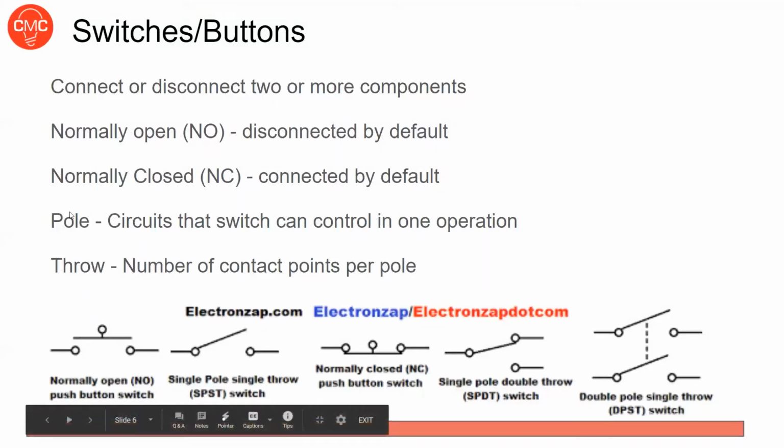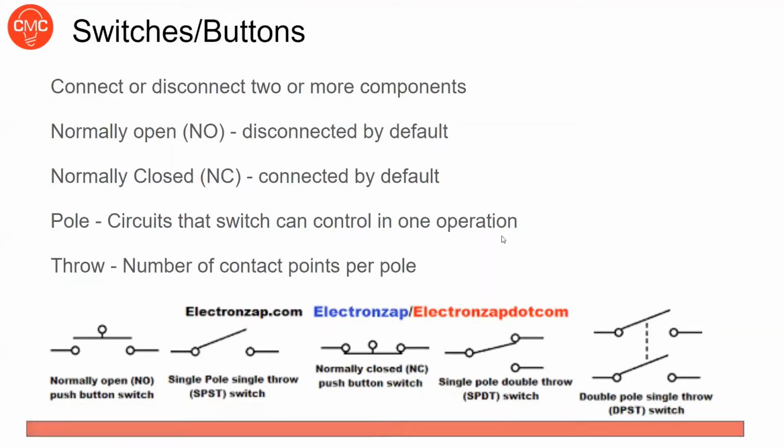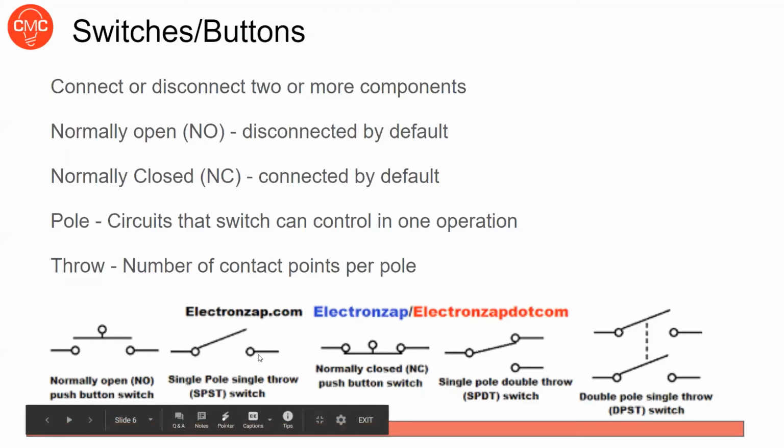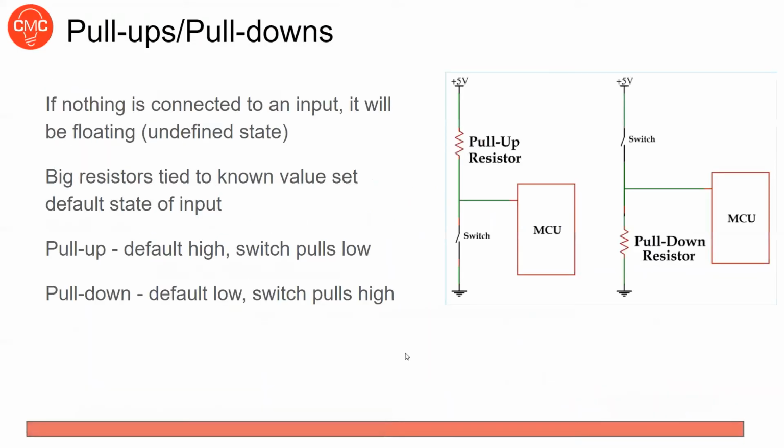Another important thing to look at is how many poles and throws it has. A pole is the number of circuits that can switch in one operation. So this is single pole, whereas this would be double pole, because there are two circuits here and one circuit here. And the throw is the number of contact points per pole. So we see this has a single throw versus a double throw. This connects one circuit or disconnects it, and this can connect to two different circuits. This is a double pole single throw because each pole is only connecting one circuit or disconnecting it, as opposed to switching between two things.